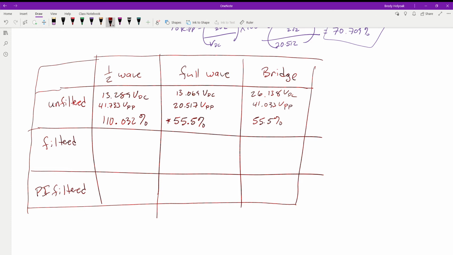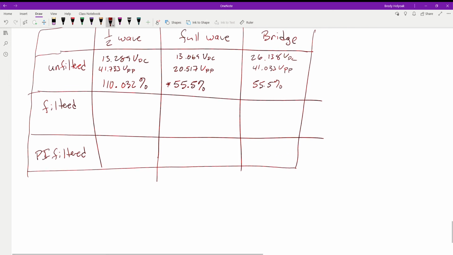Between the full wave and the bridge, the only thing it does differently here is it pretty much doubles the voltage value that we get. Not quite, there's a little bit more loss, but nothing major. Either way, I wanted to make this correction. If you follow the formulas and put in the correct values, you're going to get these values. The numbers I had were incorrect, so I apologize for that.